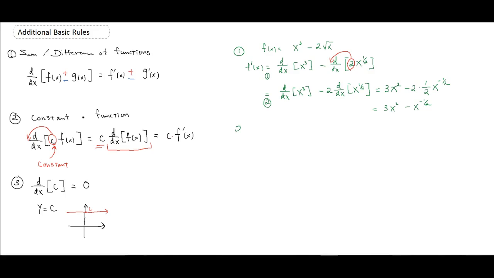For the second example, let's try this function. Now when you look at this function, you might be thinking that, well, we haven't done any rules that we can apply to differentiate this, but if you look at it, you realize that this can be simplified by separating the fraction into 4 different fractions. So this is what you should get.